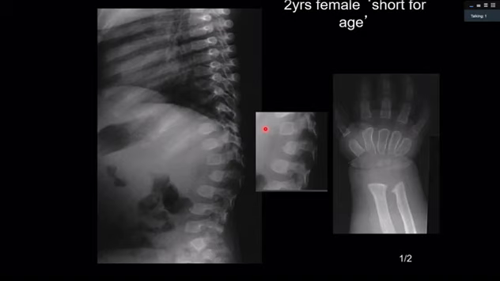Okay, so this is a frontal radiograph of a hand and a lateral spinal radiograph of a 2-year-old female who's short for age. On the lateral spinal radiograph, there's an abnormality in one of the vertebral bodies within the lumbar spine. It looks like the L2 vertebral body. It's got a shortened anterior distance.